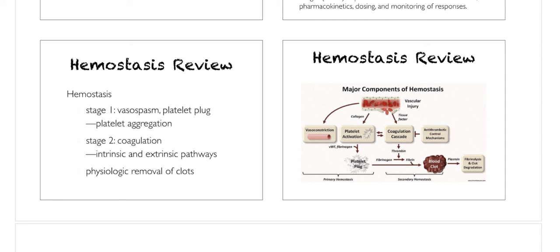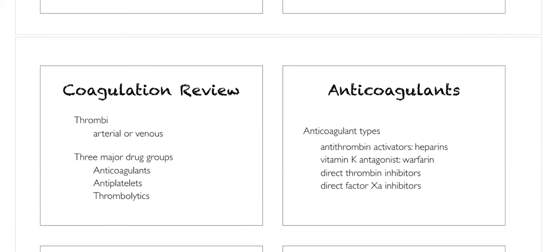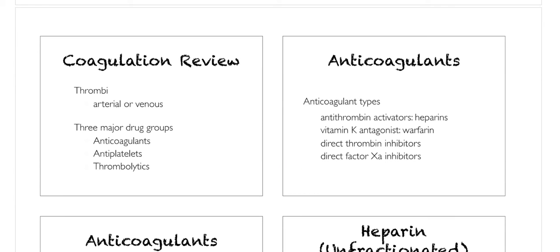After we form this platelet plug, we then have secondary hemostasis, which involves the coagulation cascade, converting fibrinogen to fibrin, the goal being to form a blood clot. And from there we can also have control of that blood clot via fibrinolysis and clot degradation antithrombotic mechanisms that are naturally occurring in our body. So remember also that thrombi can be either arterial or venous.